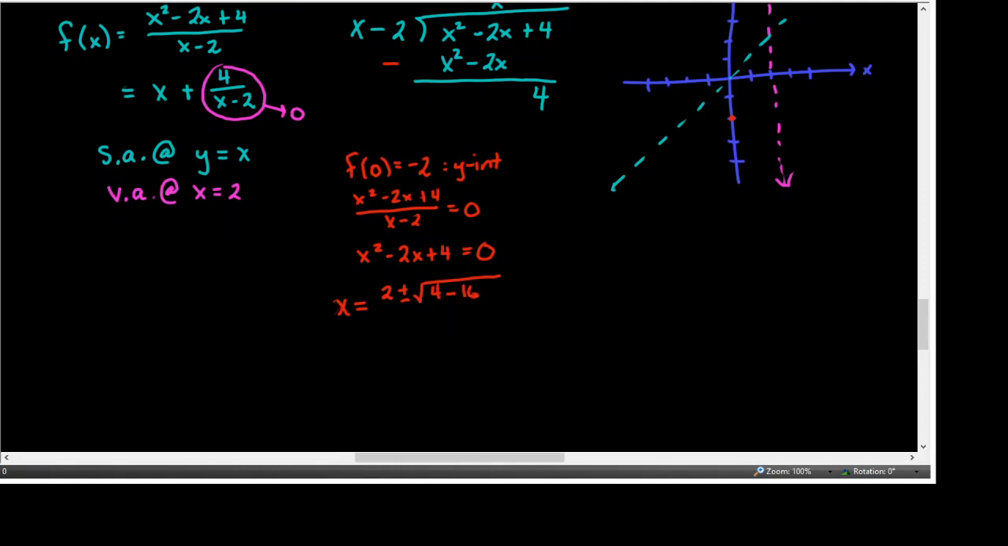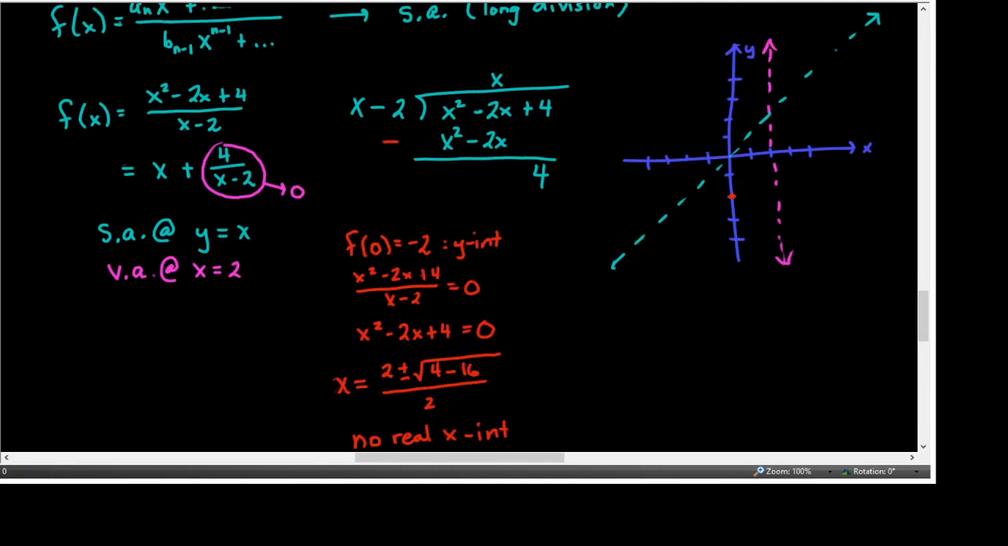Oh, do you see what's going on here? All over 2a. Whoops, shouldn't write a, because a is 1. 2 times 1 is 2. 4 minus 16 is negative, and so x doesn't have any real x-intercepts, because 4 minus 16 being negative means we're going to get imaginary parts to that, so it's not going to be a real intercept. So we're not graphing any x-intercepts here.